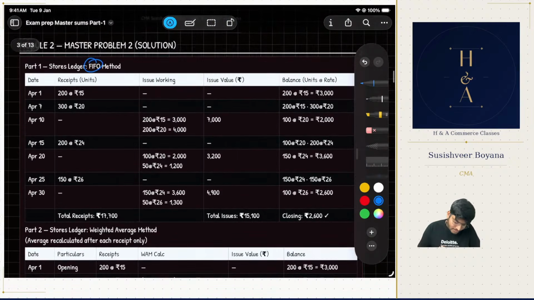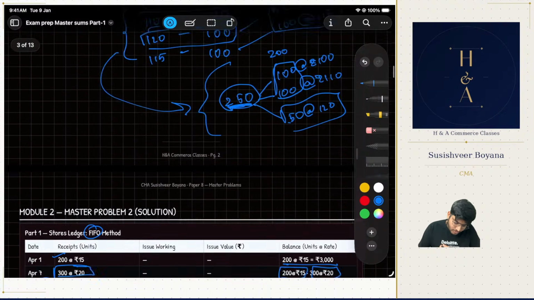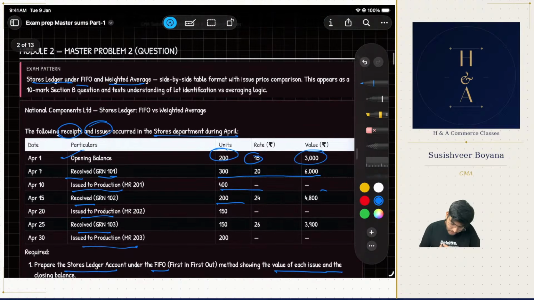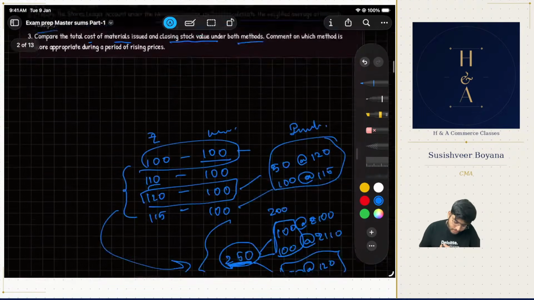So in this sum, let us look at it. April 1st, 200 units received at 15. Balance 3000. This is the opening stock. April 7th is a receipt of 300 at the rate of 20. 3000 plus 6000. Sir, on April 10th, we had an issue. How much is the issue? Issue is of 400 units.